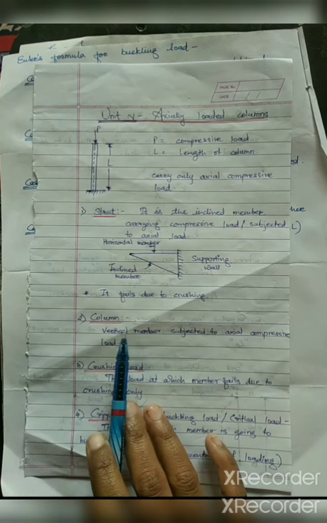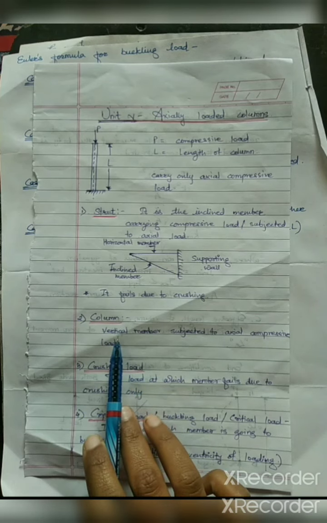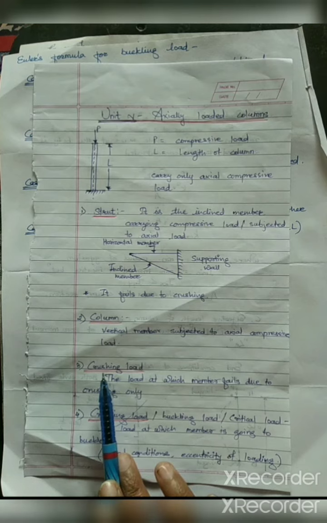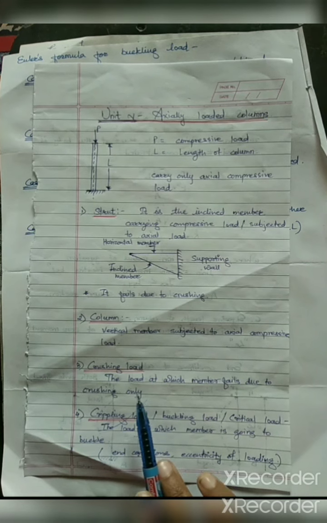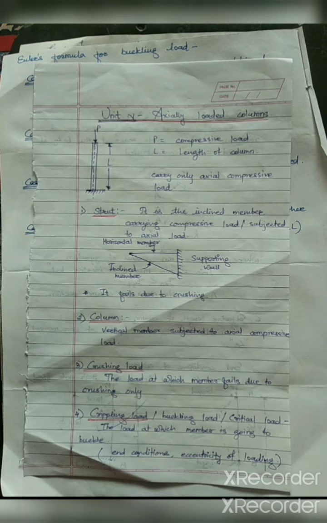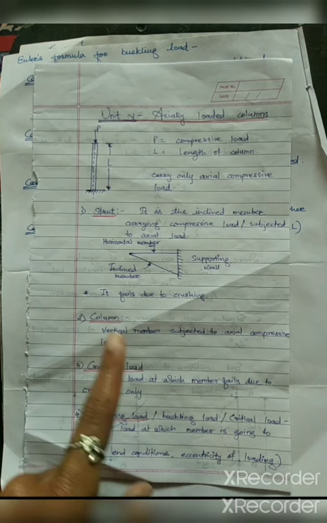Second, column. We have already studied the definition of column. A column is a vertical member subjected to axial compressive load. Next term is crushing load. Crushing load means the load at which a member fails due to crushing only. Normally members fail due to crushing, buckling, or crippling. So the load due to which a member fails by crushing only, we call the crushing load.